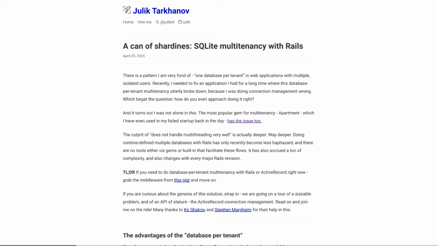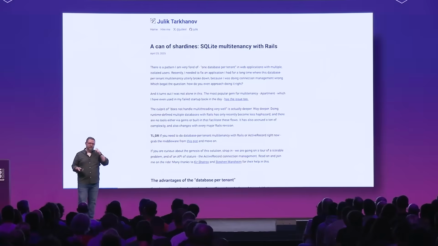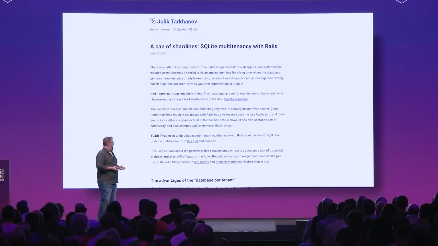But I didn't use Shardine, and I didn't use Apartment. And that has to do with the second reason, which is completeness of the solution. So Apartment and Shardine both handle Active Record, and they handle the Rack middleware necessary to figure out which tenant to use for a request. But they don't really do anything with the rest of Rails. Like, what about Action Cable? What about Active Job? What about Active Storage? They don't really do anything there.